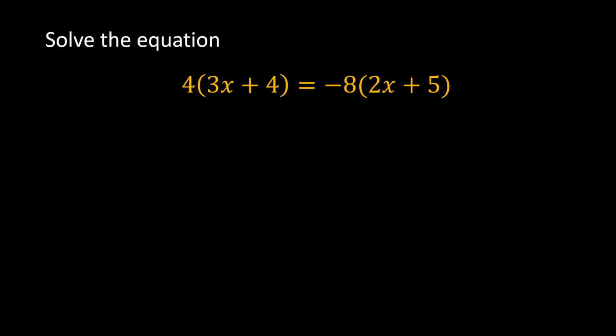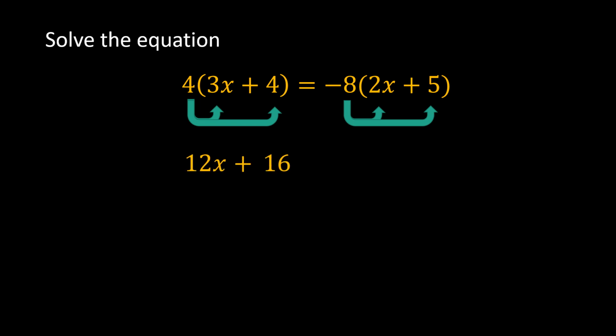Okay, now we have this example: 4 times (3x plus 4) equals negative 8 times (2x plus 5) in the brackets. Alright, since we have brackets here, we have to use the first step, which is simplifying by expanding the brackets. So we will multiply with the distributive property 4 on the first brackets, and we'll do the same thing with negative 8 and multiply it by 2x plus 5. Now, 4 times 3x is 12x, and 4 times 4 is 16. Negative 8 times 2x is negative 16x, and negative 8 times 5 is negative 40. So we will have 12x plus 16 for the left side equals the right side negative 16x minus 40.